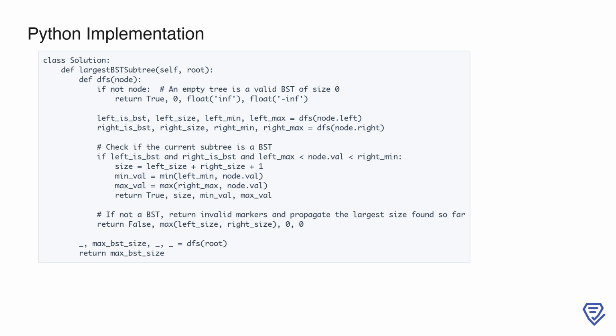This approach ensures that we traverse each node exactly once, making the time complexity O(n), where n is the number of nodes in the tree. The space complexity is O(h), where h is the height of the tree, due to the recursion stack.